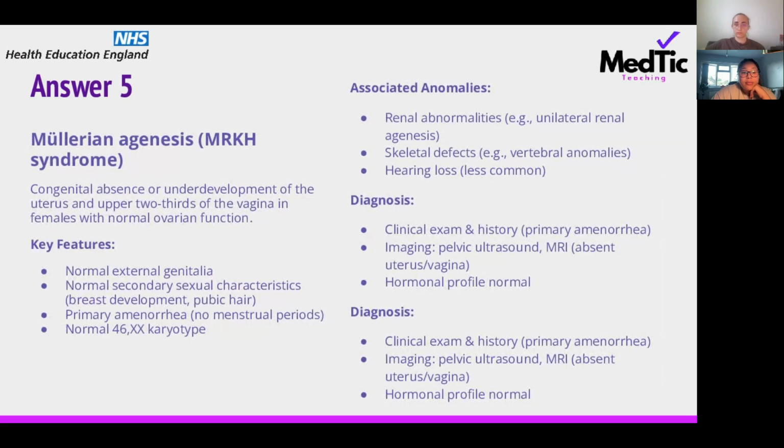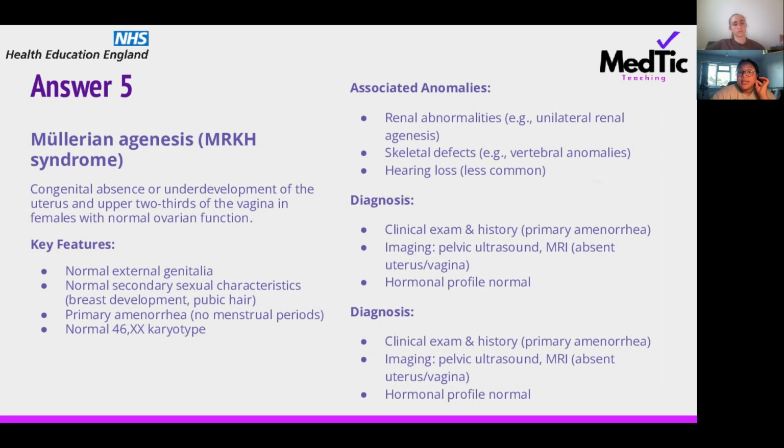Okay, so Mullerian agenesis is a congenital absence of or underdevelopment of the uterus and the upper 2/3 of the vagina in females, but they do have normal ovarian function. Key features: they have normal external genitalia and normal secondary characteristics, breast development, pubic hair, but they have primary amenorrhea, so no periods, and the normal karyotype is XX.